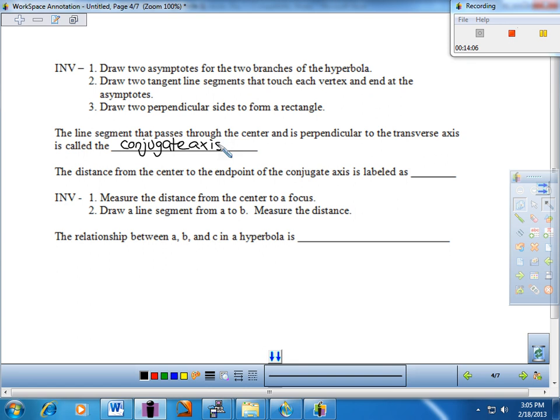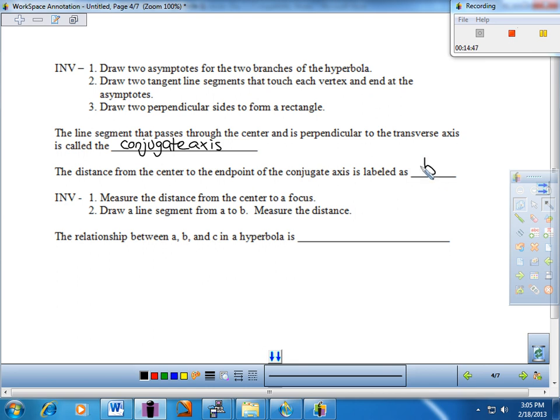So, just real quick, if you remember, in an ellipse we had the major axis and the minor axis. The major axis was 2a, the minor axis was 2b. Similar situation in the hyperbolas, but subtle differences. What would be the major is what's called the transverse axis, which is going to be 2a. And the other axis, we would call the minor axis, is called the conjugate axis, and its length would be 2b. And so let's go ahead and put this in. The distance from the center to the endpoint on that conjugate axis is b.